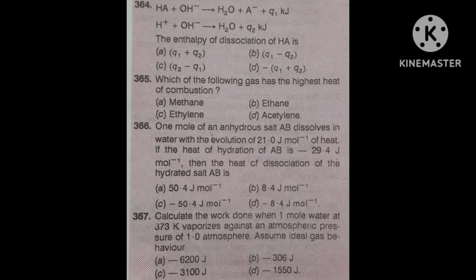Ethane. Larger the number of carbon and hydrogen, greater is the heat of combustion, because all will require oxygen. Hence this heat of combustion will be more. Larger the number of carbon and hydrogen atoms, greater is the heat of combustion.